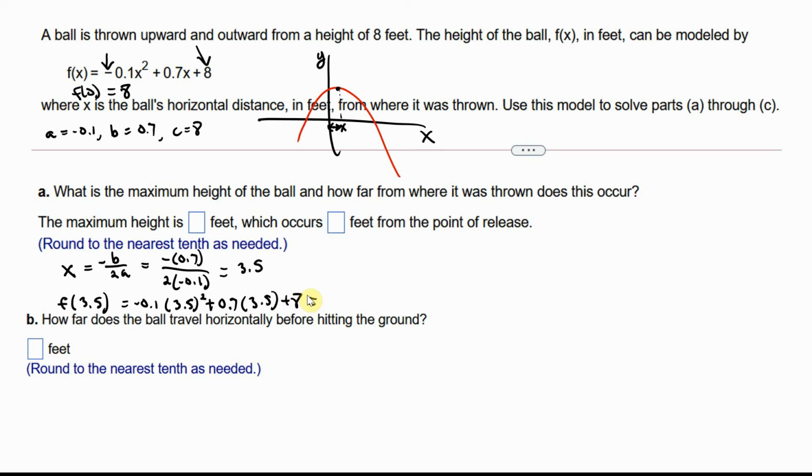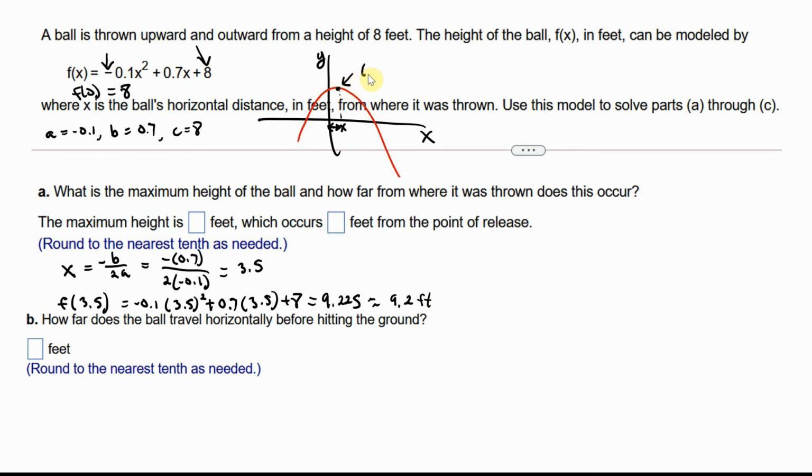You work that out, we get 9.225. It's rounded to the nearest tenth, so I don't need all that. So we have just 9.2. This is in feet. That's the height, that function value at the vertex.